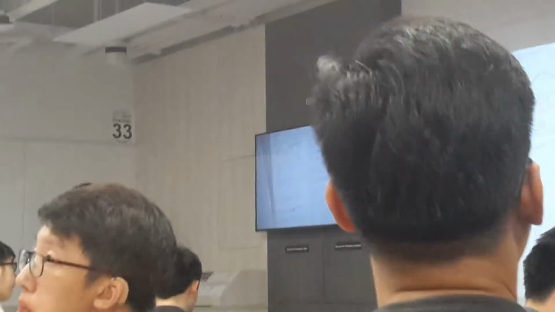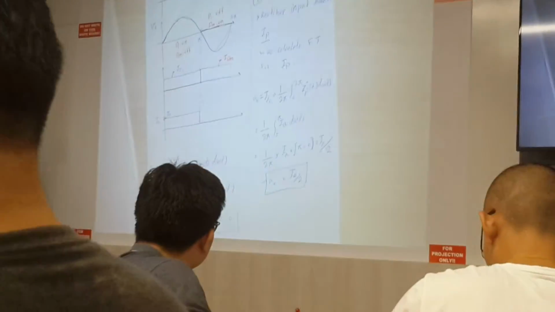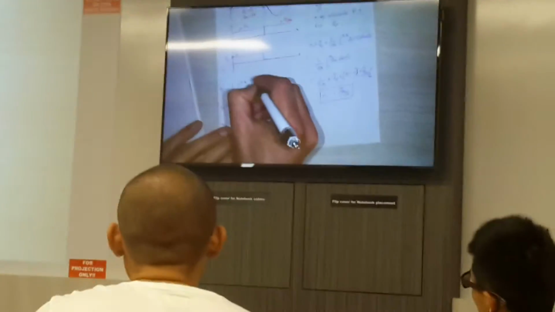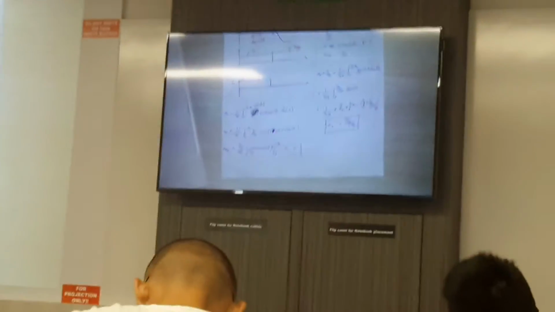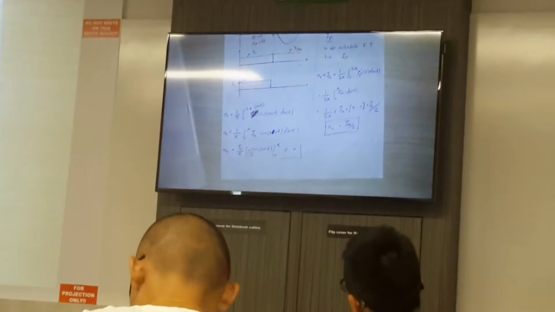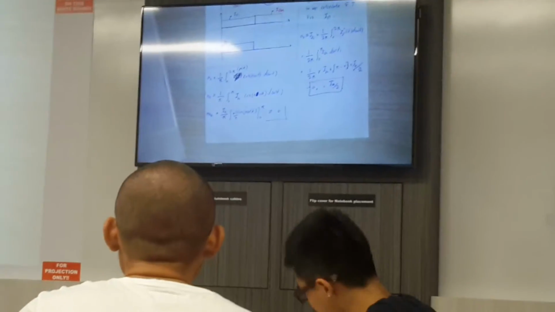For calculating the An, we need to calculate the integral of I(ωt) cosine n ωt d(ωt). I am telling you, if you forget about Fourier transform, please go and learn. You need it. So again we calculate the integral from pi to 2 pi. Again the integral becomes 0.